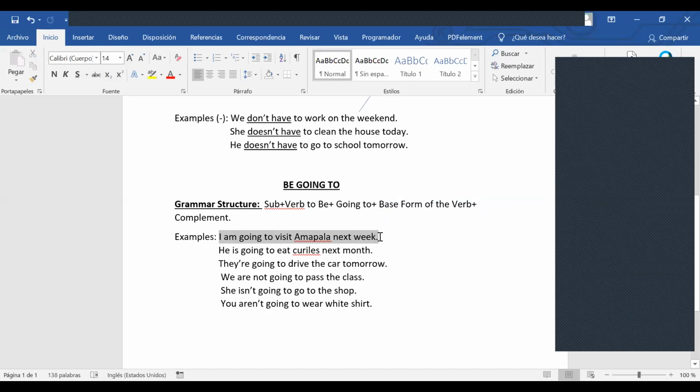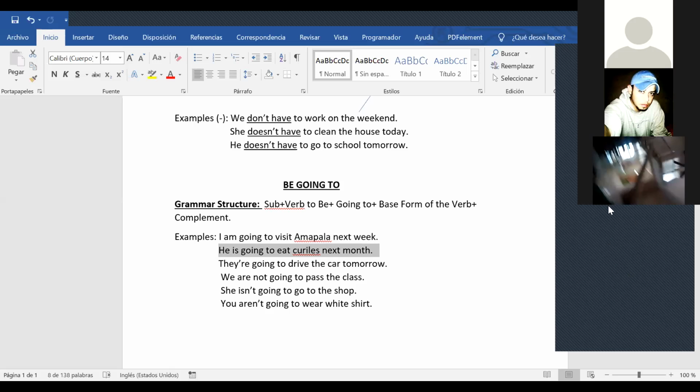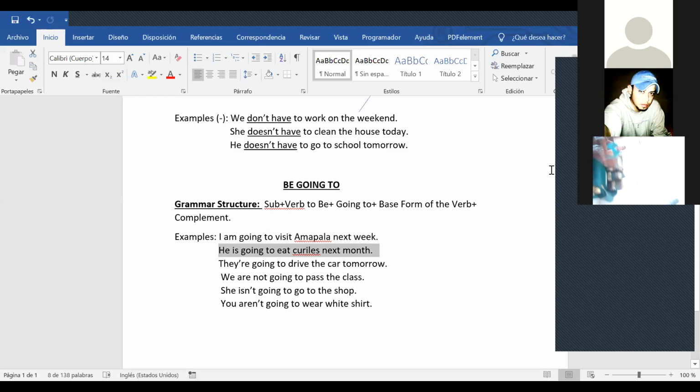Laura, can you please read this sentence? Number one. Read it. I'm going to visit Amapala next week. Okay, great. And Melanie, next sentence. Good. Let's see then. Angel, can you please read sentence number two, the one I'm highlighting? He's going to eat gorillas next month. Good. Next, Saul, please.